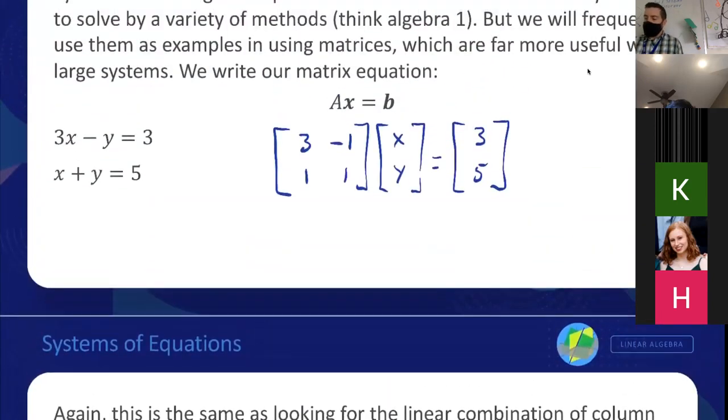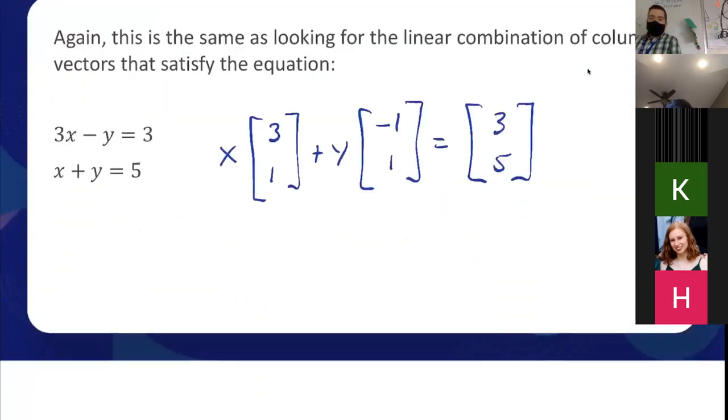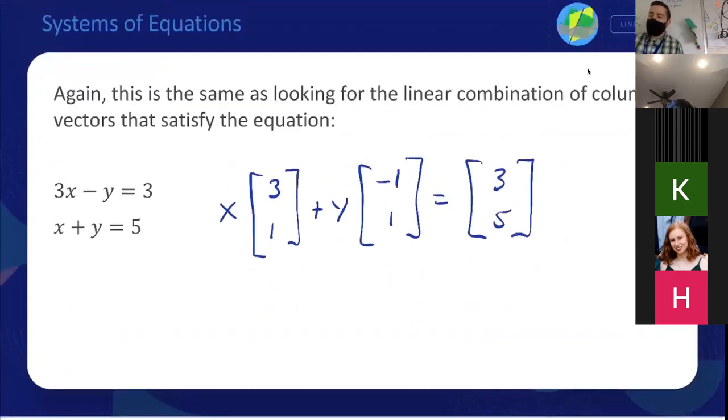When I multiply this, the 3 will be times an x and the 1 will be times an x and the negative 1 will be times a y and the 1 will be times a y when I go to do my dot products. So I could write it in this way as well. And again, that's just more practicing this idea of linear combinations because that'll come up later.